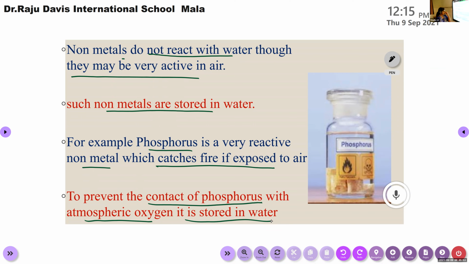Tanmay, can you read it once again? Yes, ma'am. Non-metals do not react with water, though they may be very active in air. Such non-metals are stored in water. For example, phosphorus is a very reactive non-metal which catches fire if exposed to air. To prevent the contact of phosphorus with atmospheric oxygen, it is stored in water. Yes. Gauri, finished? Ma'am, last slide. Okay.